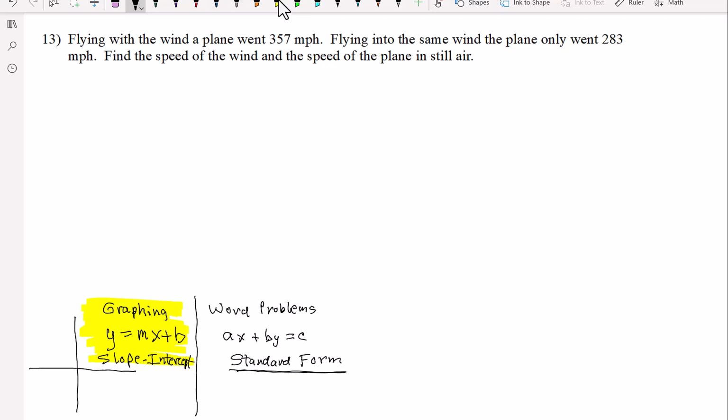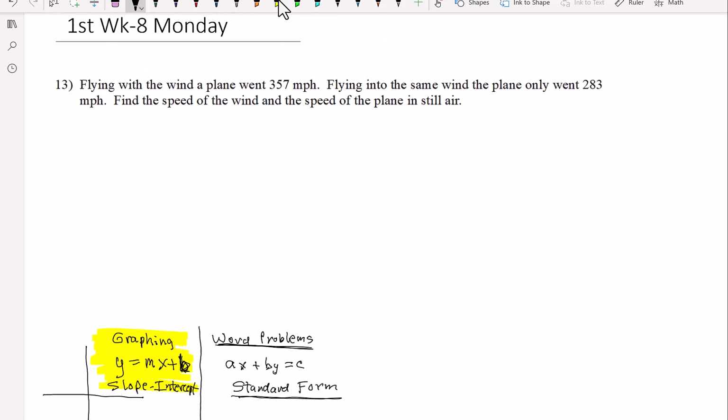Ax plus By is equal to C. Those B's are not the same. It's just the format of the equations. And this format is typically how word problems are going to be set up. Okay, you have to identify what the variables are going to be.